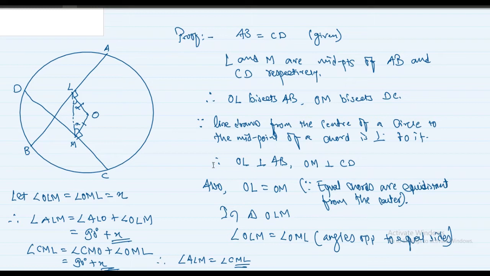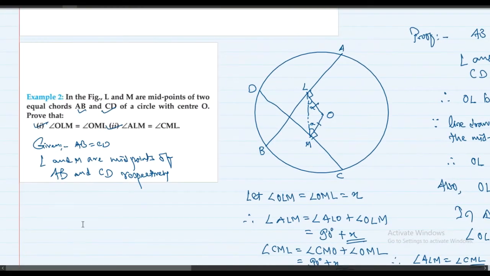So OL and OM will be perpendicular to the chord. And since the chords are equal, their perpendicular distances from the center of the circle will also be equal. So OL will be equal to OM. Then in triangle OLM, I proved angle OLM is equal to angle OML, angles opposite to equal sides, and then I proved angle ALM is equal to angle CML by the method which I have shown here. Okay, so that was question number 2.